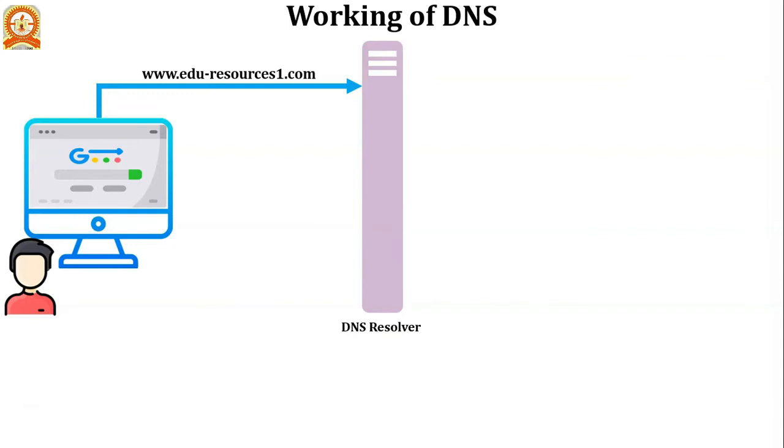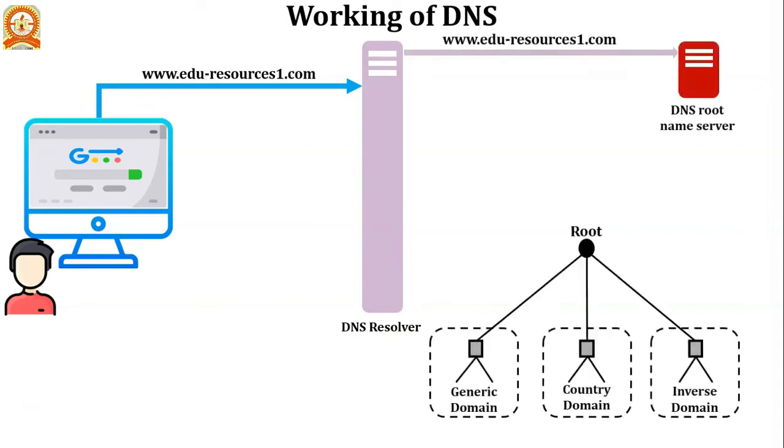Now the DNS resolver sends this URL to the root server. The root server is connected with three main domains: generic domain, country domain and inverse domain. We all know that the purpose of the inverse domain is mapping IP address to domain name. But in this example, the DNS resolver sent the website name to the DNS root server, so the root server will not contact the inverse domain. The root server has two options: generic domain and country domain.